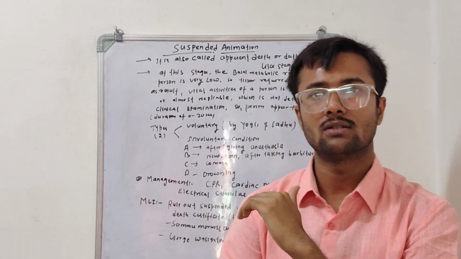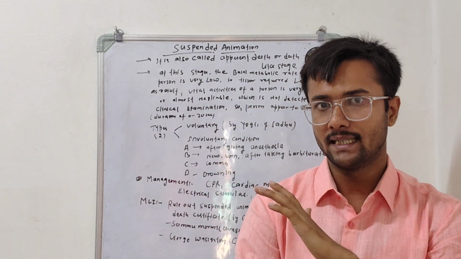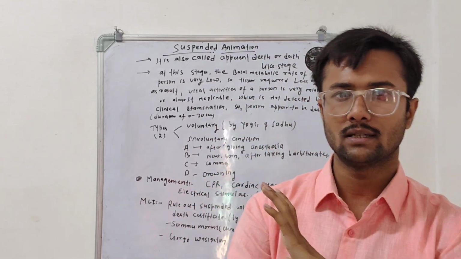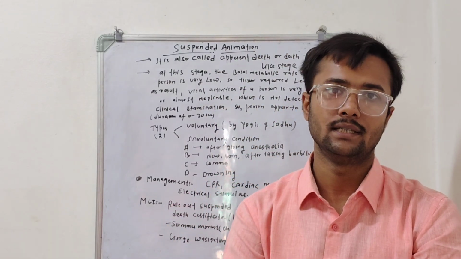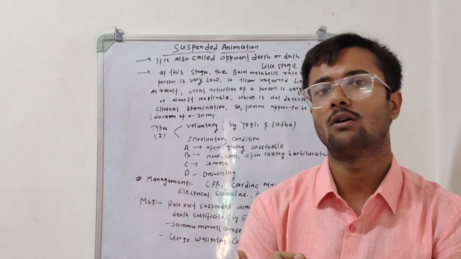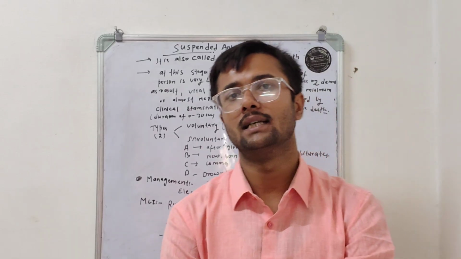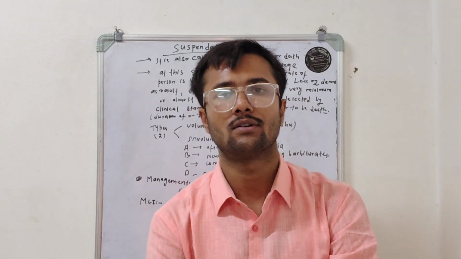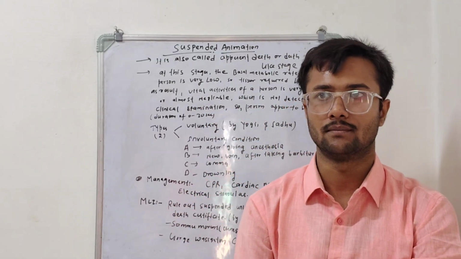So, what happens in case of suspended animation? In suspended animation, the vital activities of the person get very reduced or almost negligible. In that condition there is less oxygen demand for all the vital organs, and if a person has less oxygen demand, then it can survive in a less concentration of oxygen. So these are the things that happen in case of suspended animation.